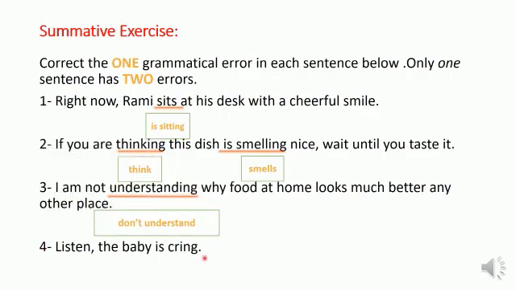Listen, the baby is crying. Look at the verb cry here. Okay, it ends with Y, so we keep the letter Y, cry. Then we add the ing in order to form the progressive form.